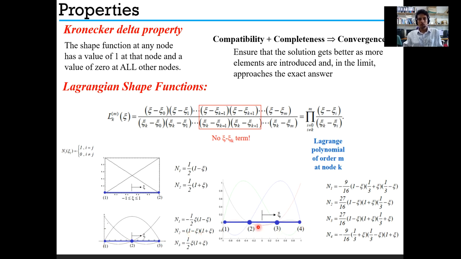How about the cubic one? There is a little trick for the cubic one, because there are 4 nodes, 1, 2, 3, 4. So this would be 4 squared, see that. And for N1, if you get here, then it would be 3. For node 2 it is 27, that is 3 cubed, and this is 3 cubed, and this is 3 squared.